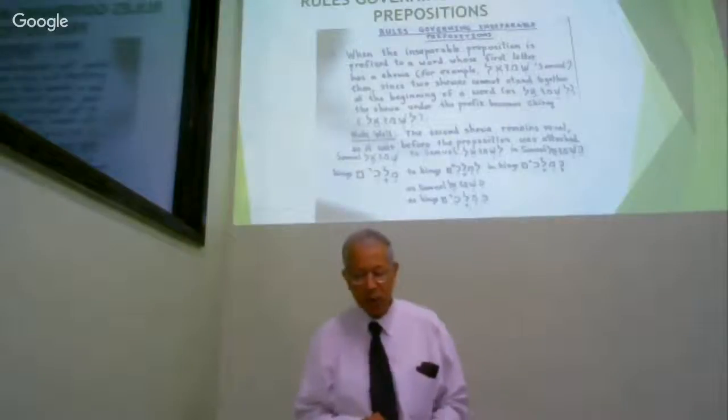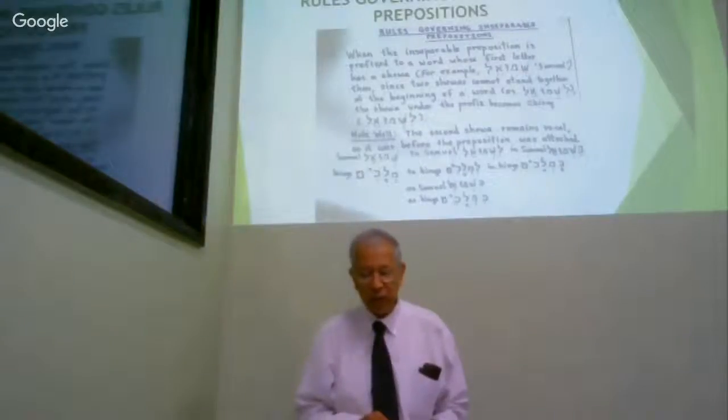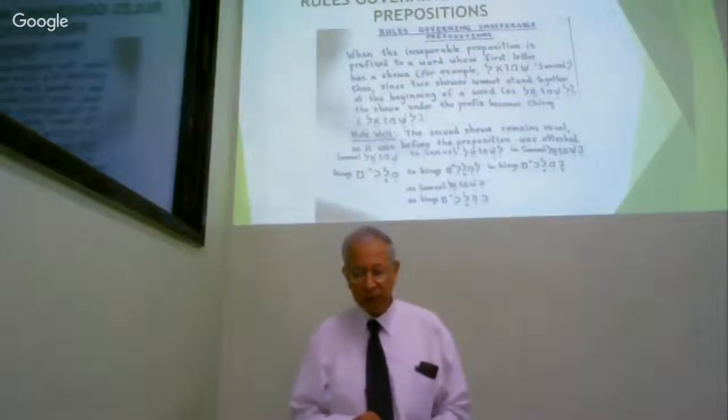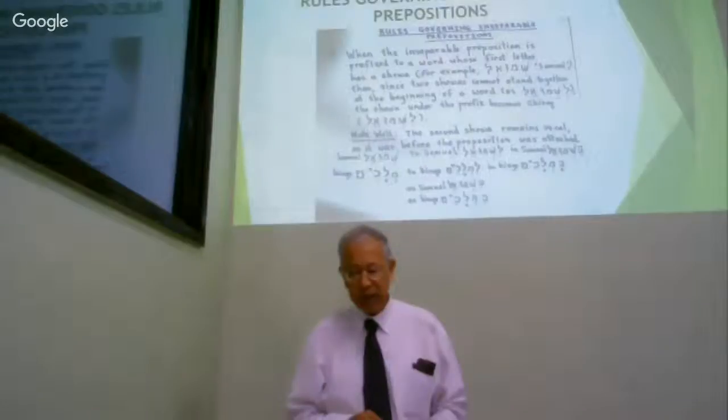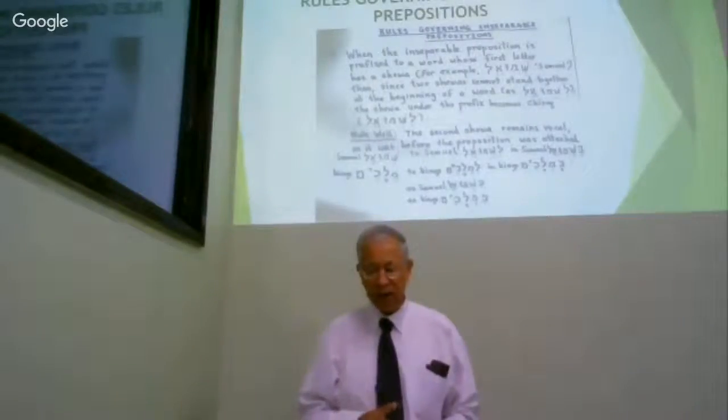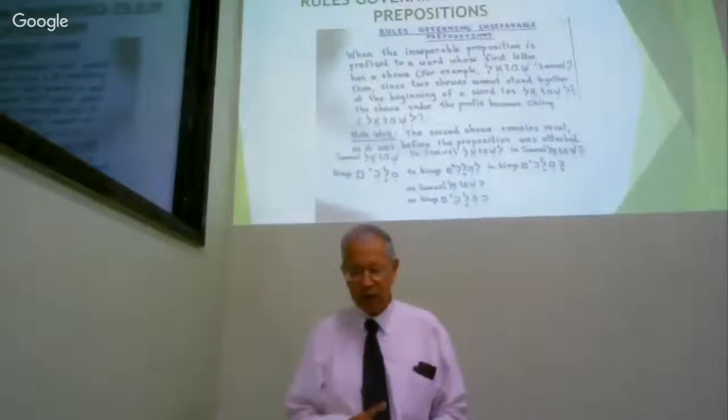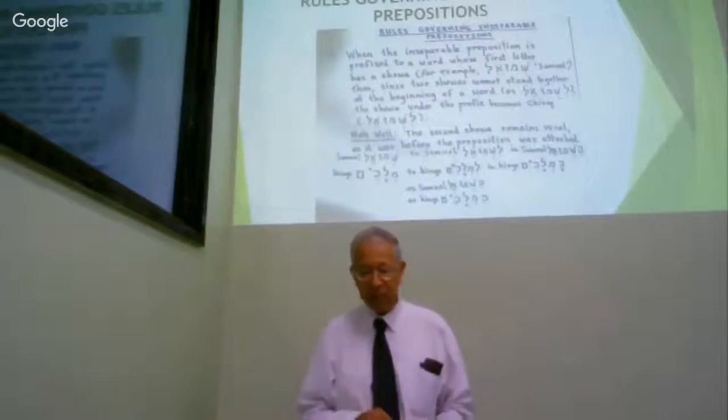So let us look at some words. You have Shemuel, meaning Samuel. Then you have le Shemuel, meaning to Samuel. Be Shemuel, meaning in Samuel. Let's look at another word, the word for kings, Melachim. To kings is le Melachim. In kings is be, that black dot under be is really just one dot. Be Melachim, in kings.